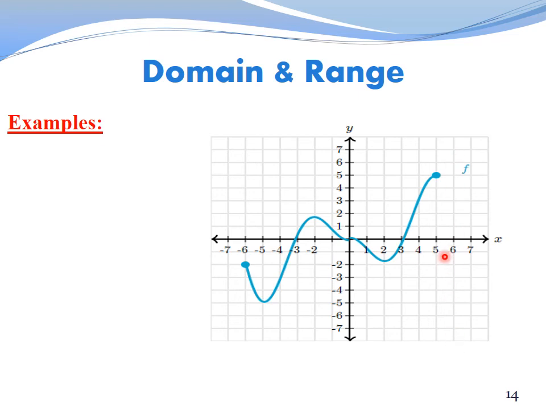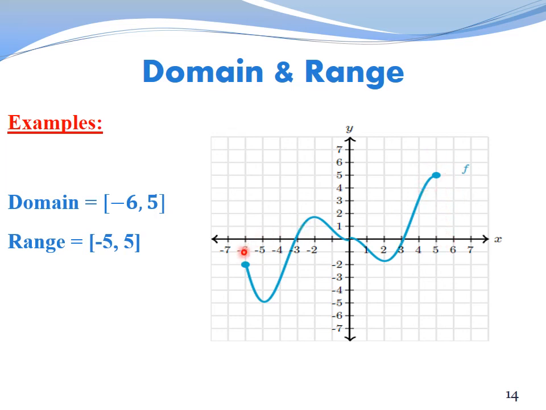And accordingly, we can say that the domain of this function is the interval -6 closed and 5 closed. And here we say closed, with this closed bracket here and closed bracket here, because the -6 is included in our domain and the 5 is also included in the domain.